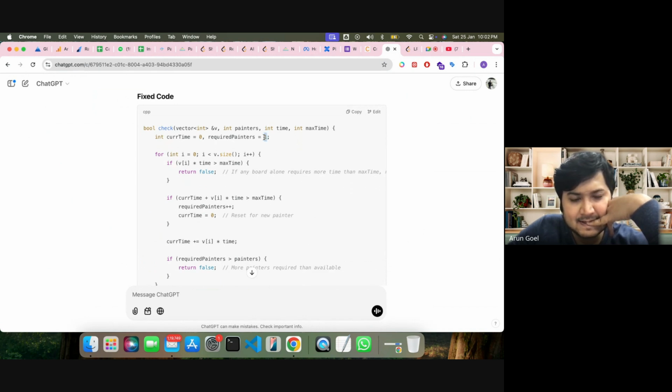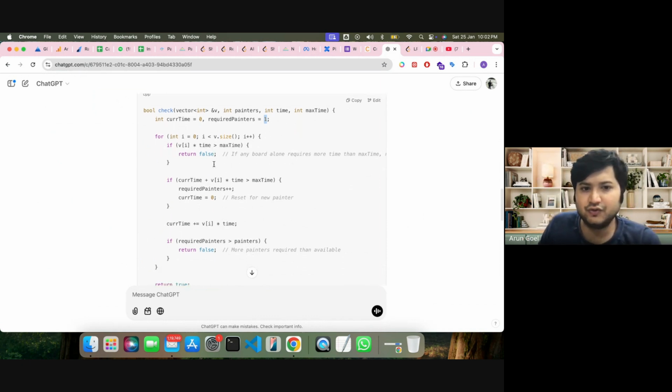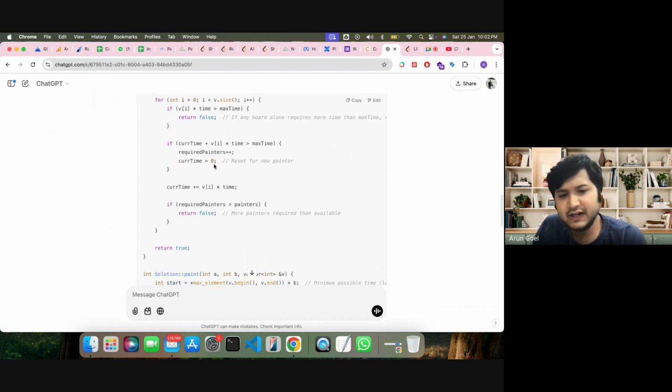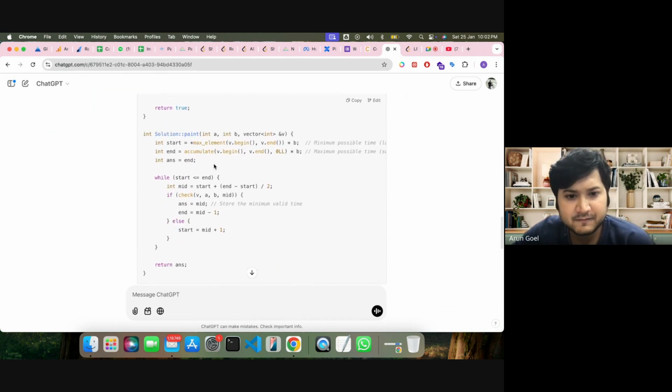Required painter is 1. Okay. If your v of i into time is greater than max time, ठीक है, तो return false, perfect है. If your current time plus v is greater than, the required painter is more and current time becomes 0, perfect. Current time plus equals to, ठीक है, if the required painter is more than is, ठीक है, mid - 1, ठीक है.